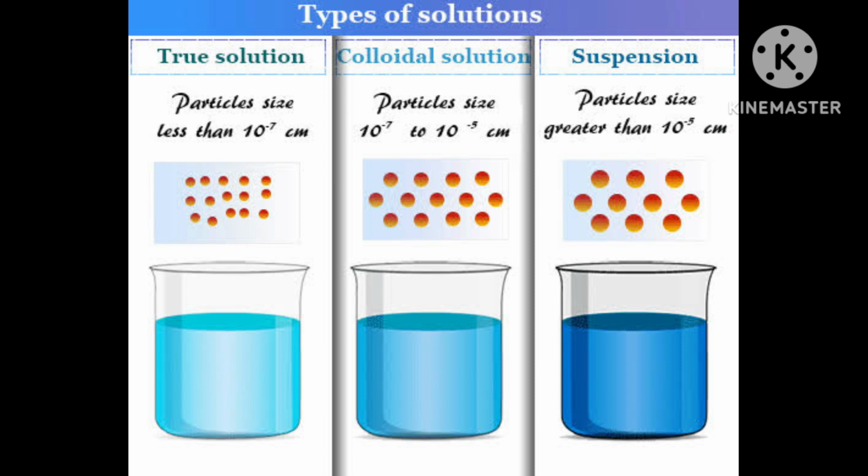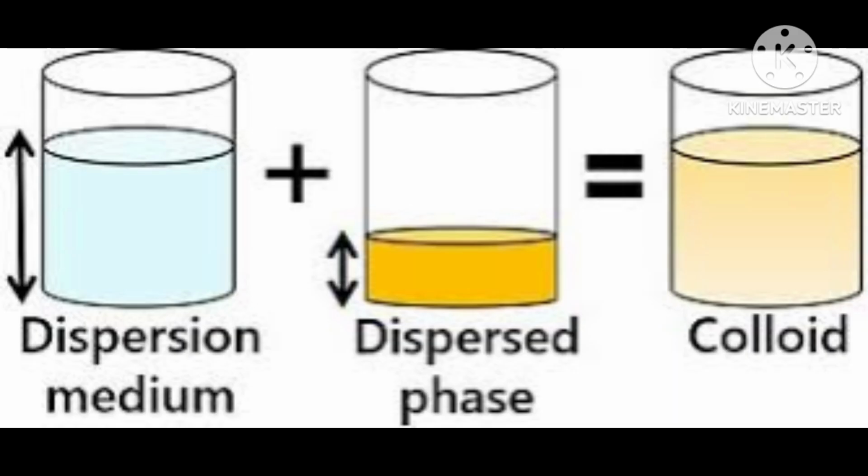Depending upon whether the dispersed phase and the dispersion medium are solids, liquids or gases, 8 types of colloidal systems are possible. A gas mixed with another gas forms a homogeneous mixture and hence is not a colloidal system. This you remember.